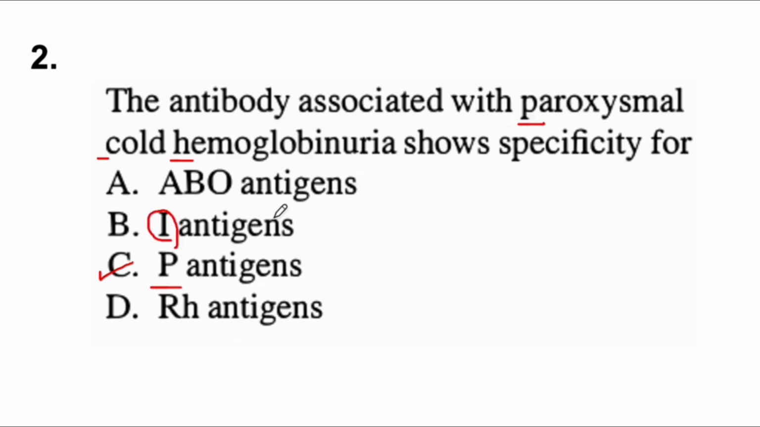I antigen. Autoantibodies with anti-I specificity are associated with cold agglutinin disease, a different condition often seen after Mycoplasma pneumoniae infection. ABO and Rh antigens. These antibody systems are critically important in transfusion medicine and hemolytic disease of the newborn. They are not associated with PCH. So think P for PCH.